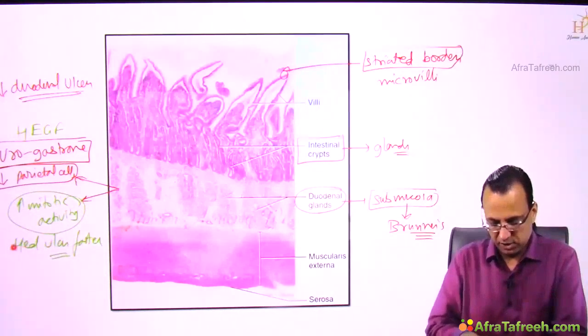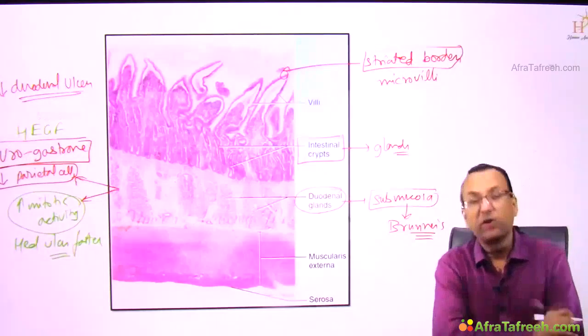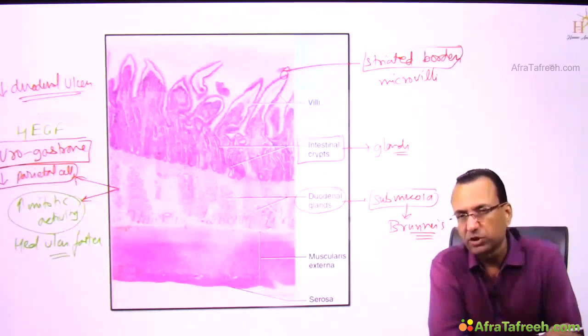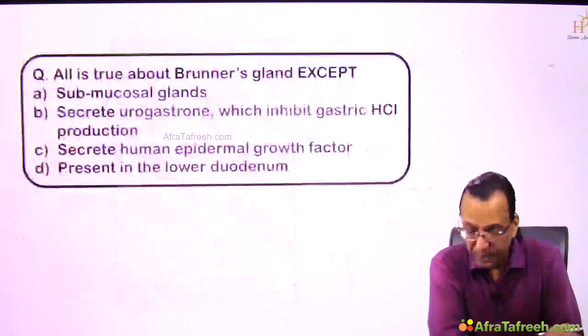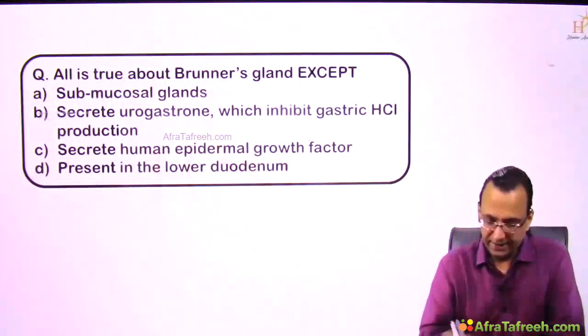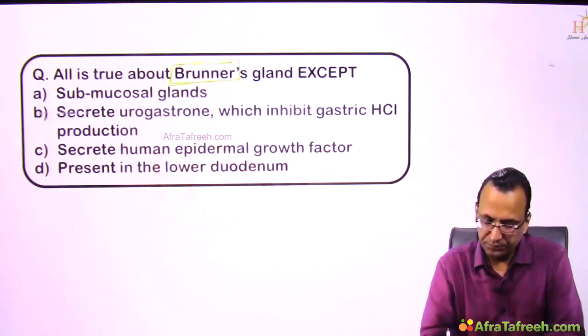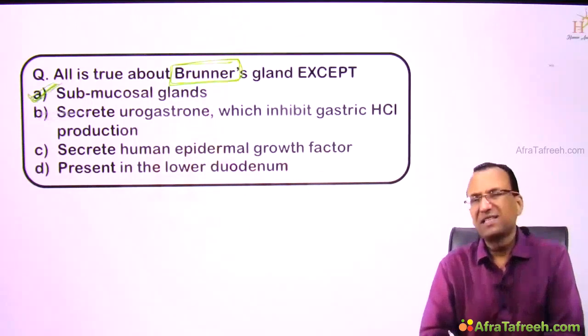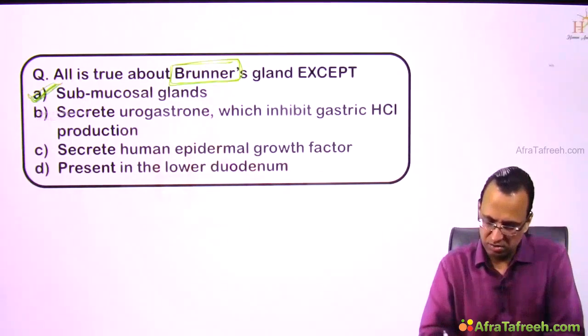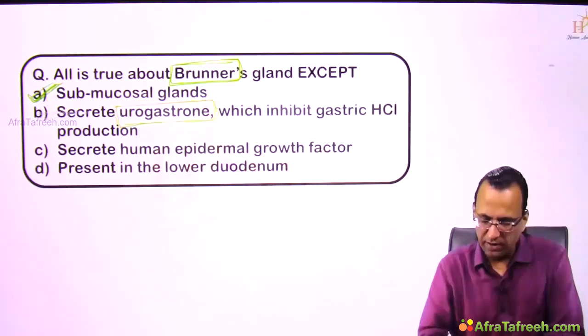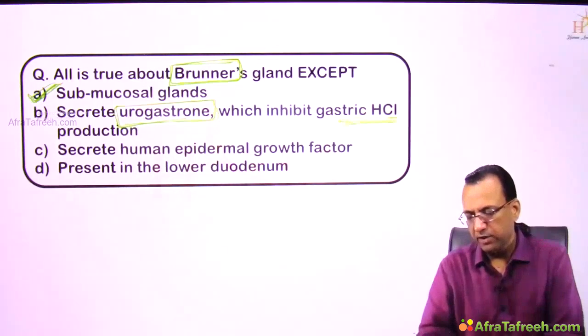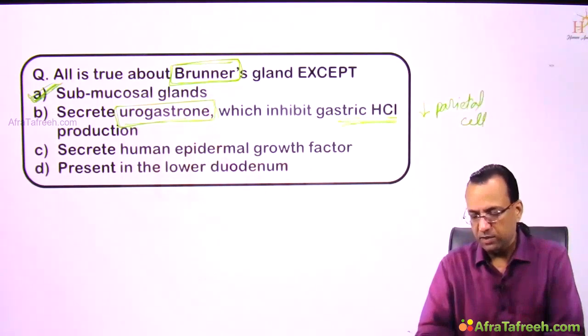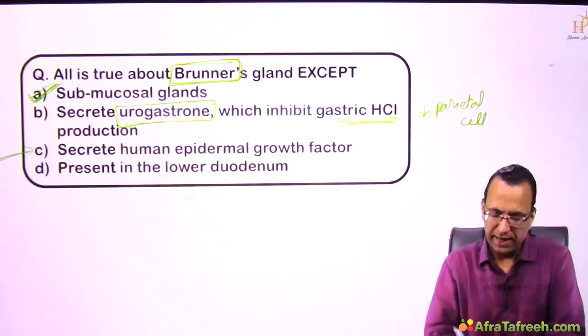So that is the job of urogastron. Actually, we got a question upon that. Let us see the question, then you understand it better. About the Brunner's gland, what is wrong? Are they in the submucosa? Yes. Are they secreting urogastron? Right. Which is going to inhibit the HCl production. How? By reducing activity of parietal cell, and then it is secreting HEGF.